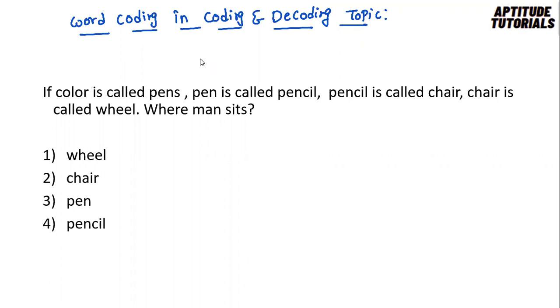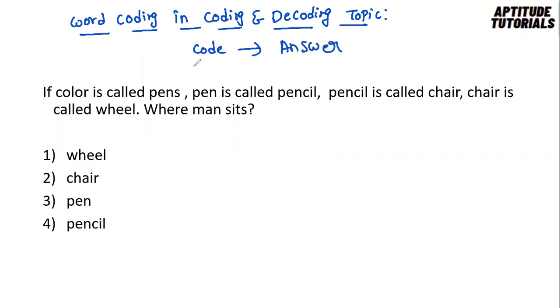Today in this video, we are going to solve a question on word coding concept of coding and decoding topic. So first try to understand what is word coding and what is this coding and decoding topic. Coding and decoding means they will be giving a code word and we have to decode the given code and we need to find out the answer.